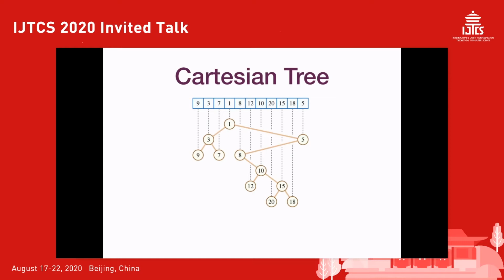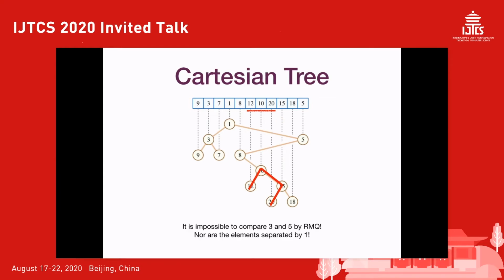With Cartesian tree, the RMQ can be reduced to lowest common ancestor problem in the tree. For example, the lowest common ancestor of 12 and 20 is 10, which is the minimum of the range from 6th element to 8th element.